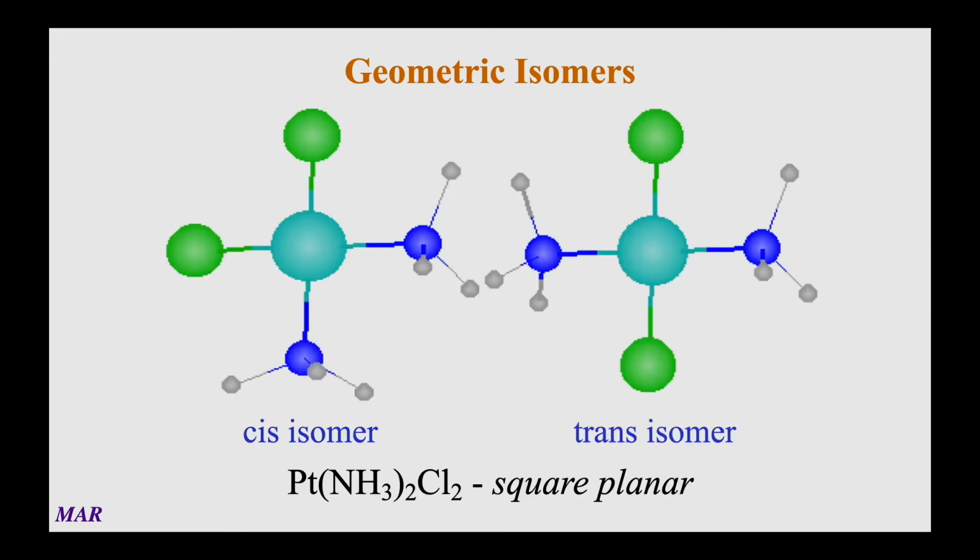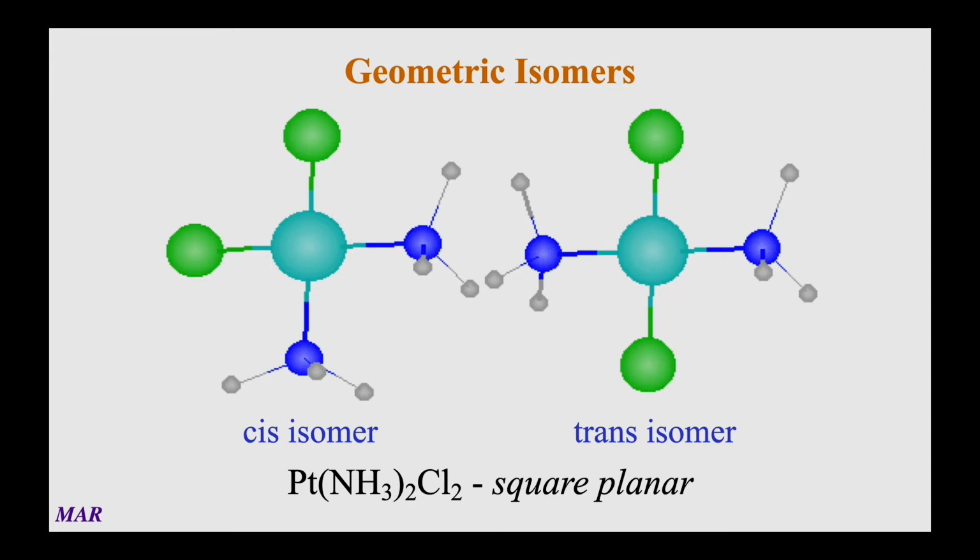Here's the cis version, that's cis platinum. That's the one on the left. And there is a trans platinum version on the right. And you can see that cis and trans in inorganic chemistry comes down to 90-degree angles or 180-degree angles when you have a square planar complex. And that's kind of cool.